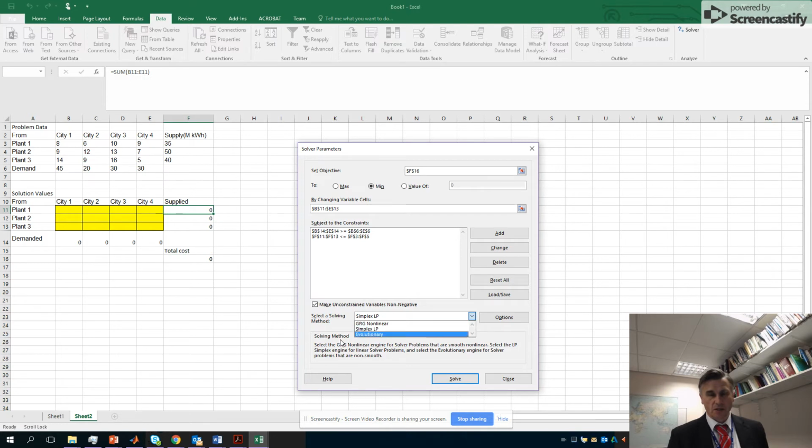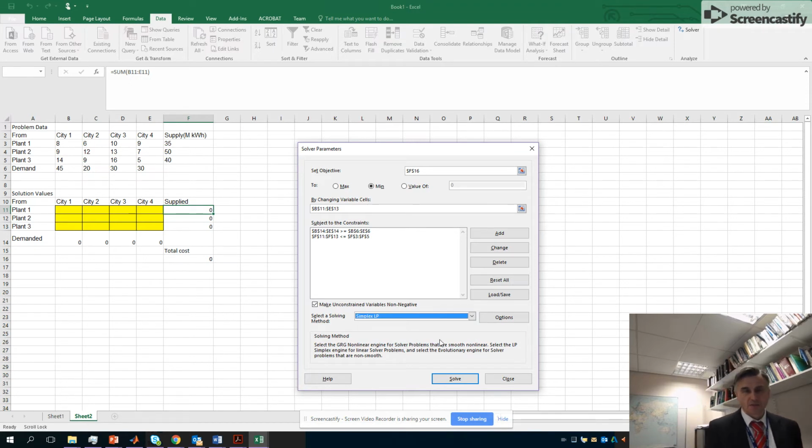The final thing is to choose the solving method. What you want to choose for this problem, because it's linear, is Simplex LP, which is the standard way of solving linear programming problems. So I've set up my problem, and now I can hit Solve.